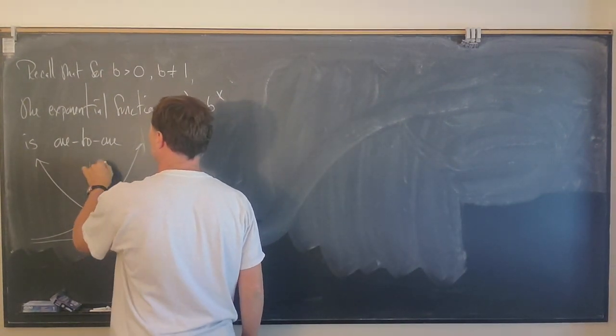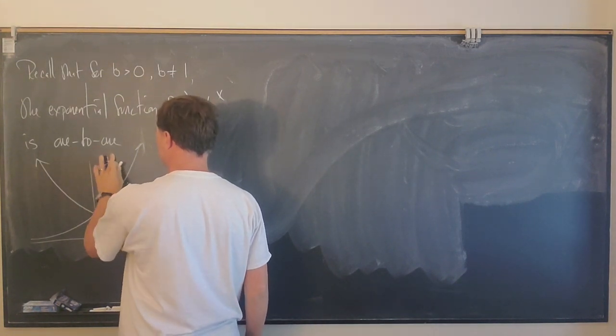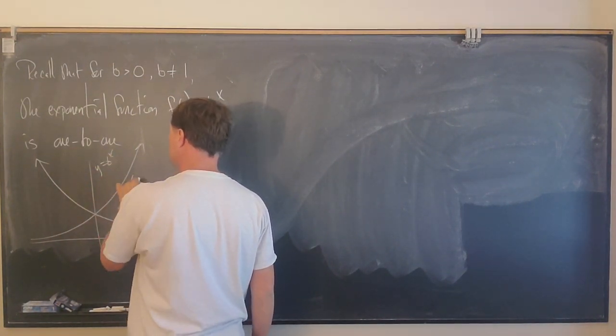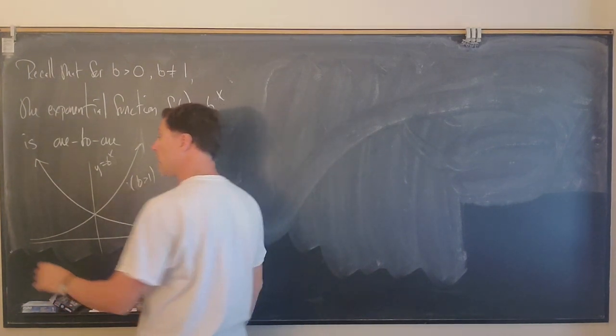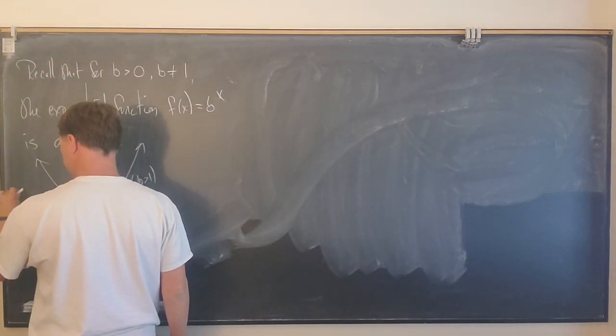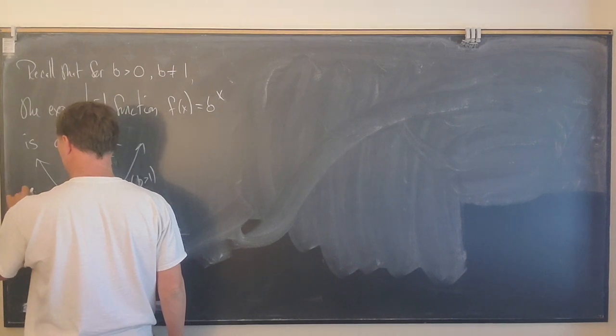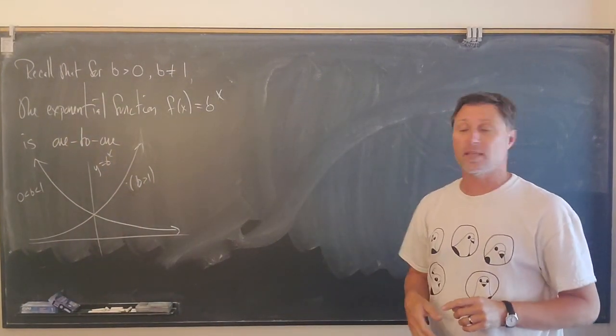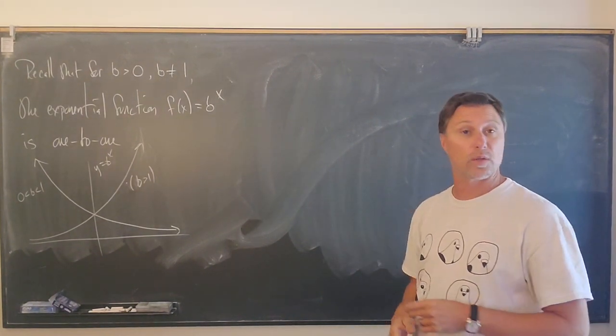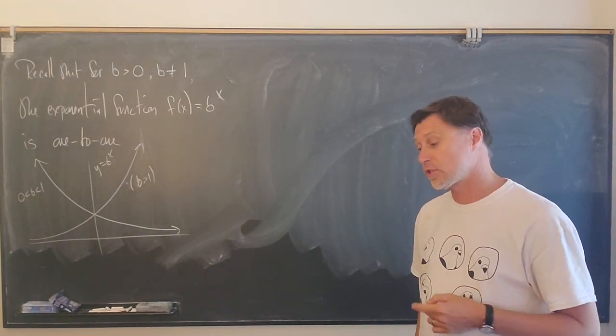In either case, this is y equals b to the x. This is when b is greater than 1. This graph over here is the case where b is between 0 and 1. In either case, though, we can see that the graph will pass the horizontal line test, and so that tells us that the function is 1 to 1.